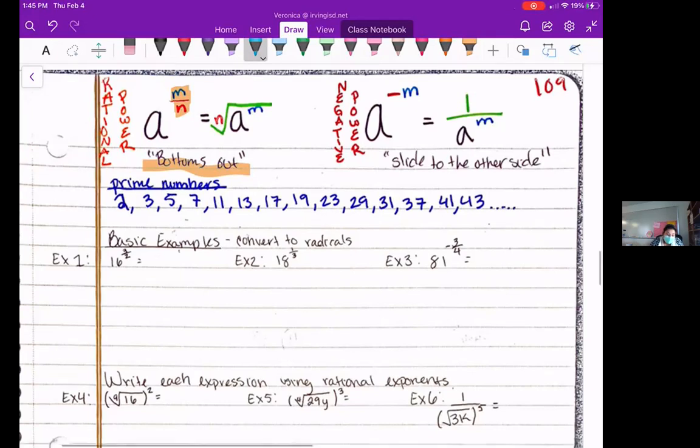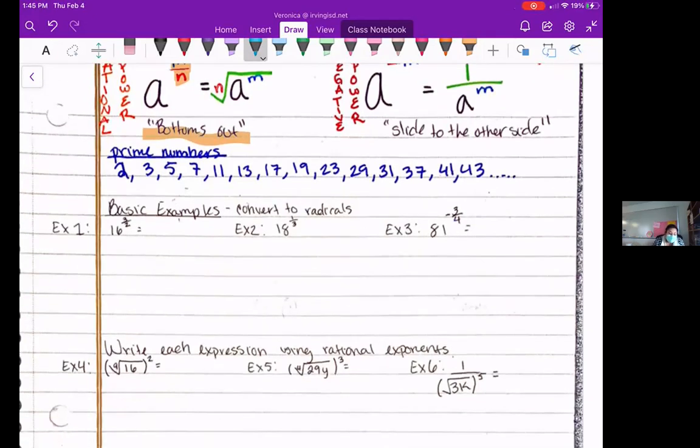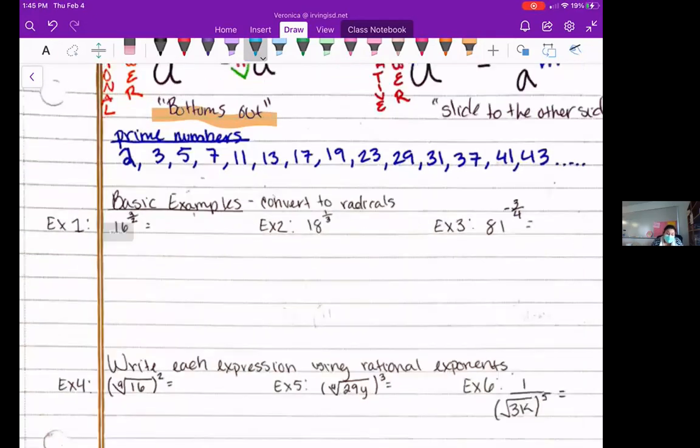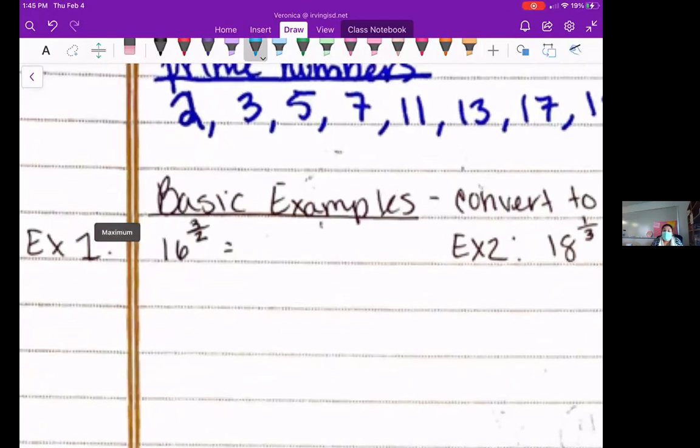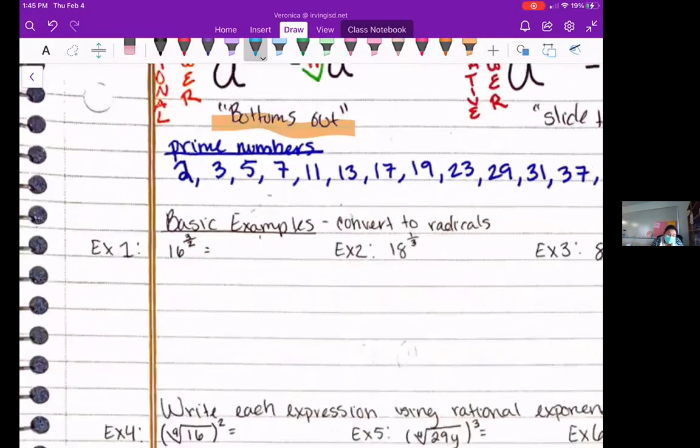So if you look at example 1, we have 16 to the power of 3 over 2. Whatever's at the bottom in that exponent as the fraction, that's what's going to be your root symbol. Because we have a 2 there, this is going to go out. So we're going to have the square root of 16 cubed. Ta-da, you're done. That's us applying the law. That's it.